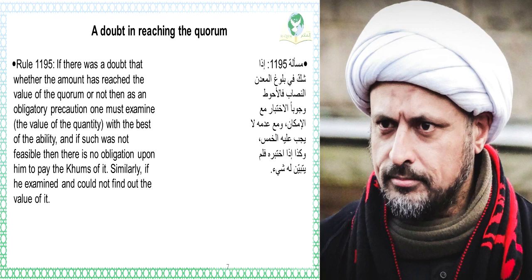وَمَا عَدَمِهِ, but if he cannot examine, if he cannot verify whether it reached quorum or not, لا يجب عليه الخمس, khums will not be obligatory on him. وكذا إذا اختبره فلم يتبين له شيء, and the same ruling applies if he examined but was not able to properly find out whether it is quorum or not.